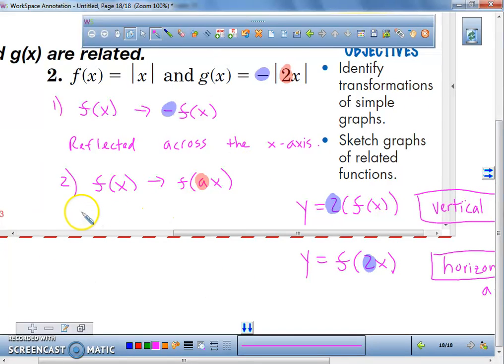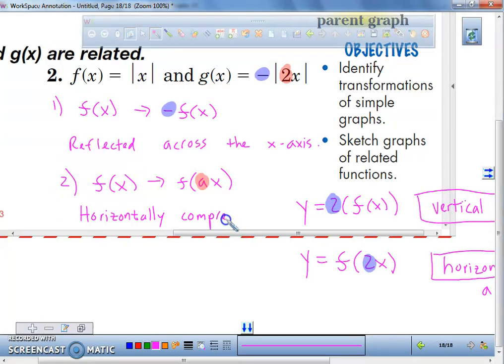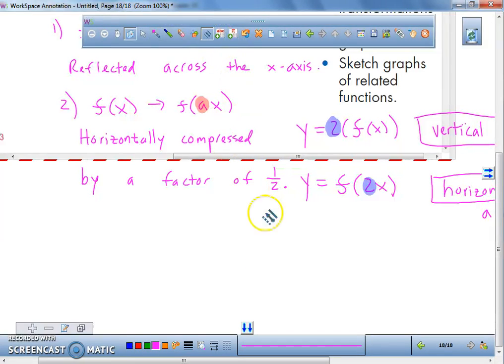All right, so ours right here is going to be horizontally compressed by a factor of, now this is going to be confusing to start out with because this is the first time you've done it, okay? It's actually going to be horizontally compressed by a factor of 1/2 and not 2. Now I'm going to draw a picture to help go with this.